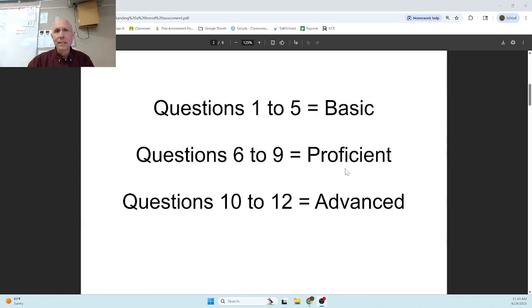Each of my tests has 12 questions on it, and the questions are broken into levels. The first 5 questions are all basic level questions. The next 4 questions are all proficient level questions, and the last 3 questions are all advanced level questions.